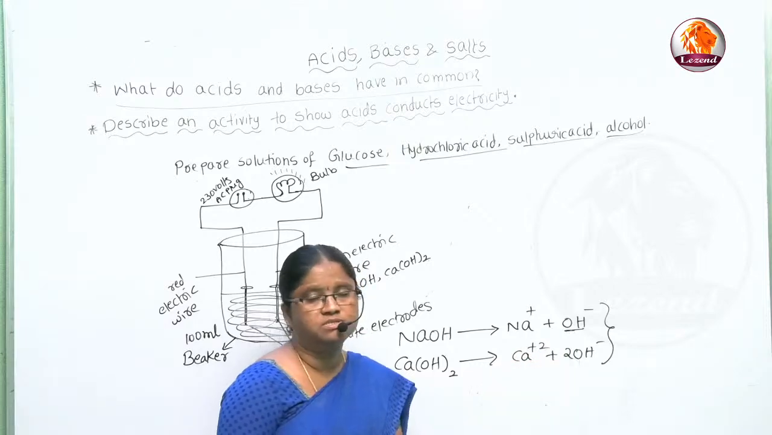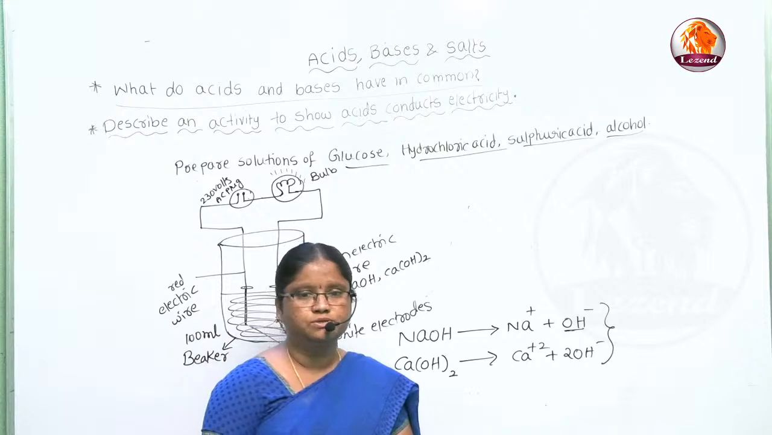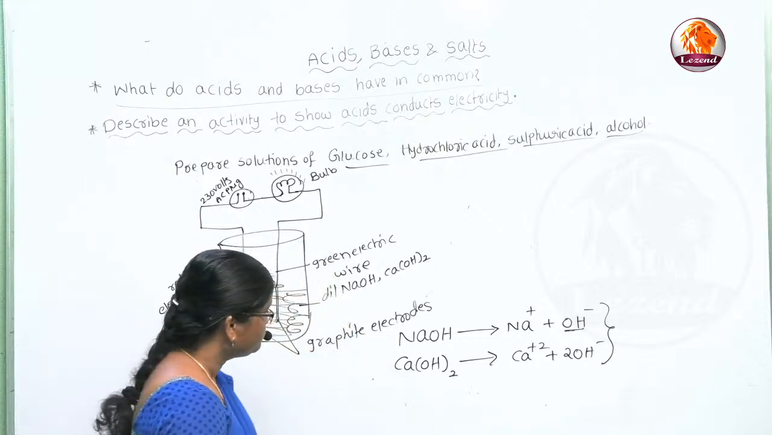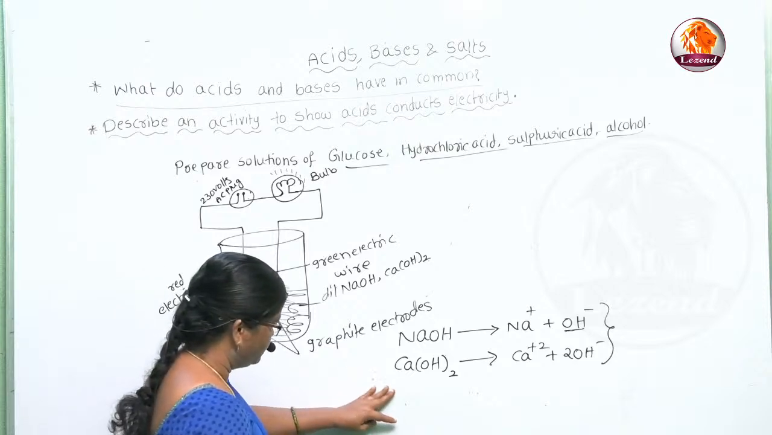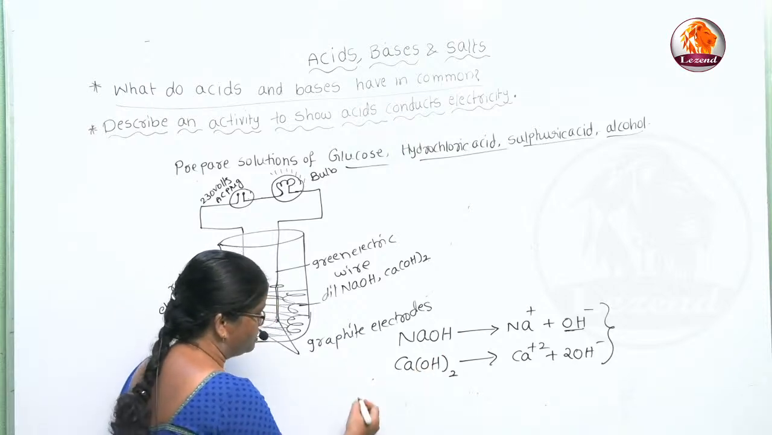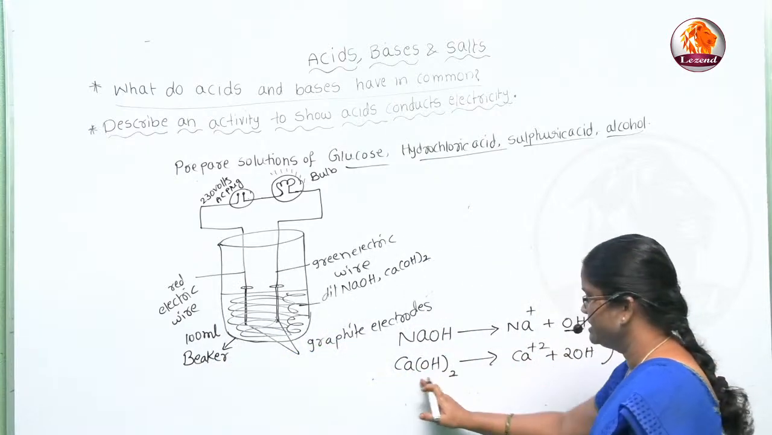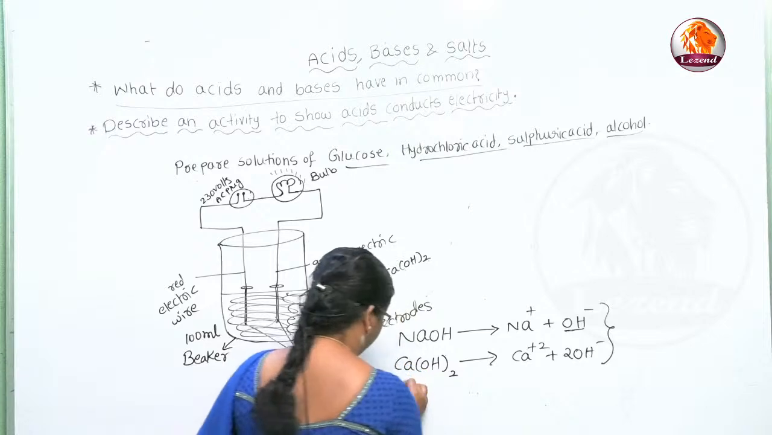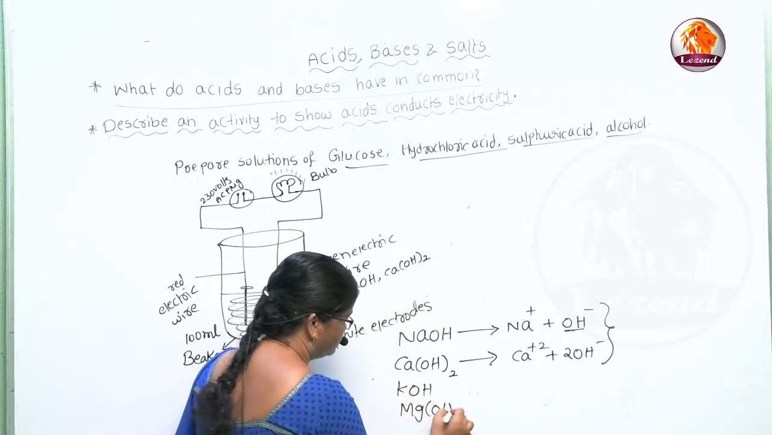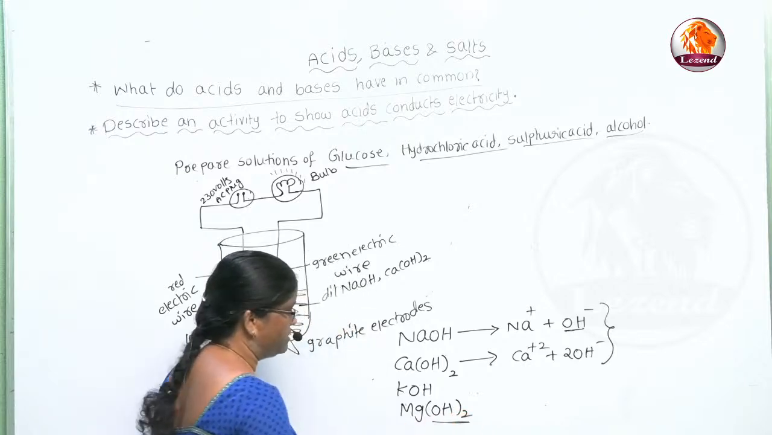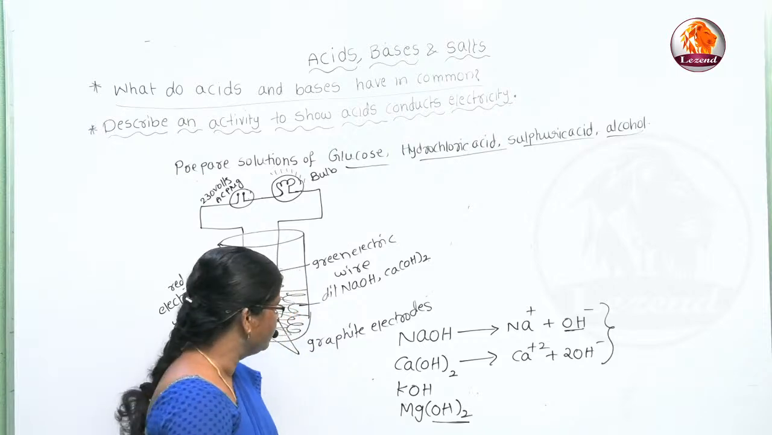The movement of hydroxide ions is responsible for the flow of electric current within the solution. So from that, what can we confirm about bases? What kind of ions are common here? Hydroxide ions are common in all kinds of bases: sodium hydroxide, calcium hydroxide, potassium hydroxide, magnesium hydroxide. If we consider any base, what kind of ions does it have in common? Hydroxide ions are common in all kinds of bases.